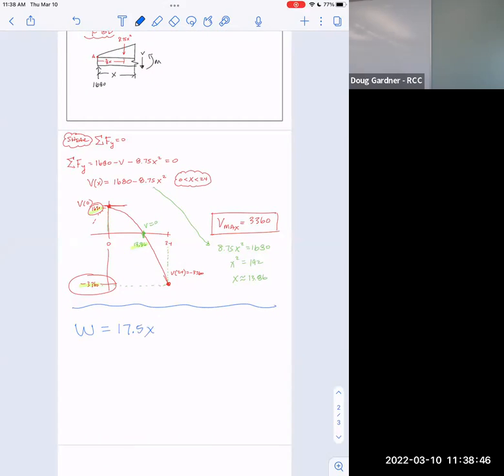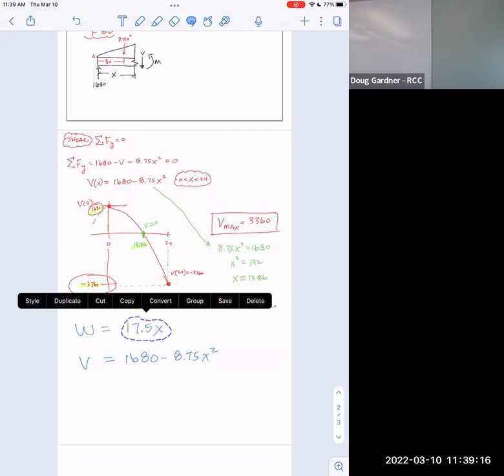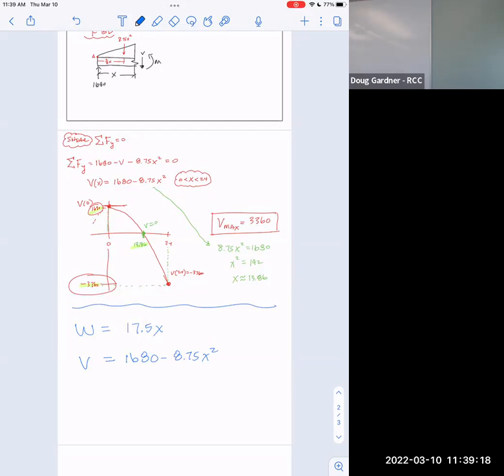That was our equation of that line that basically told us what the force would be, our weight would be, depending on what x was, right? And now we just got V, which is 1680 minus 8.75x squared. Now, technically, this weight right here, was it not aiming down, not up? So if I was to be technical about it, I would really throw a negative sign in there.